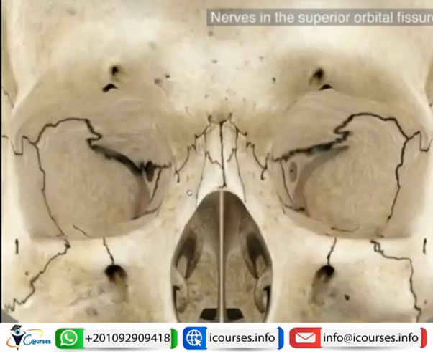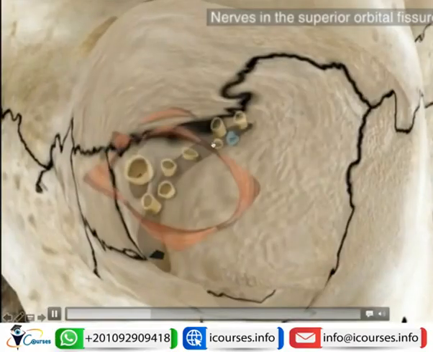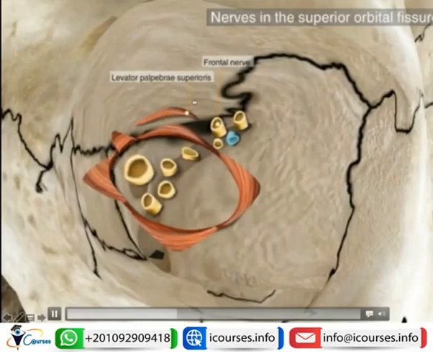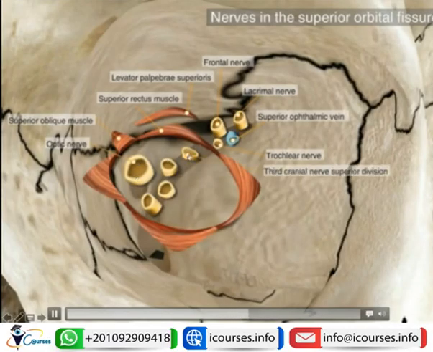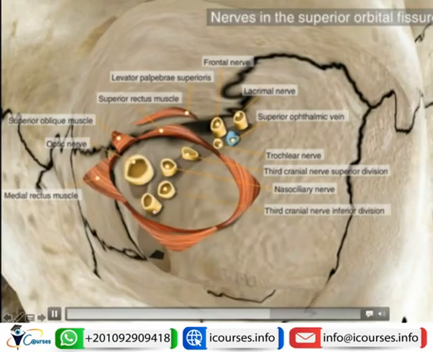So here we have the optic canal, this is the superior orbital fissure, and this is the common tendinous ring. Above it will be the frontal nerve, lacrimal nerve, and the supratrochlear nerve, and the superior ophthalmic vein and the recurrent meningeal artery. Inside will be the optic nerve, and the superior and inferior divisions of the oculomotor nerve, the nasociliary nerve, and the abducent nerve. And below will be the inferior ophthalmic vein.